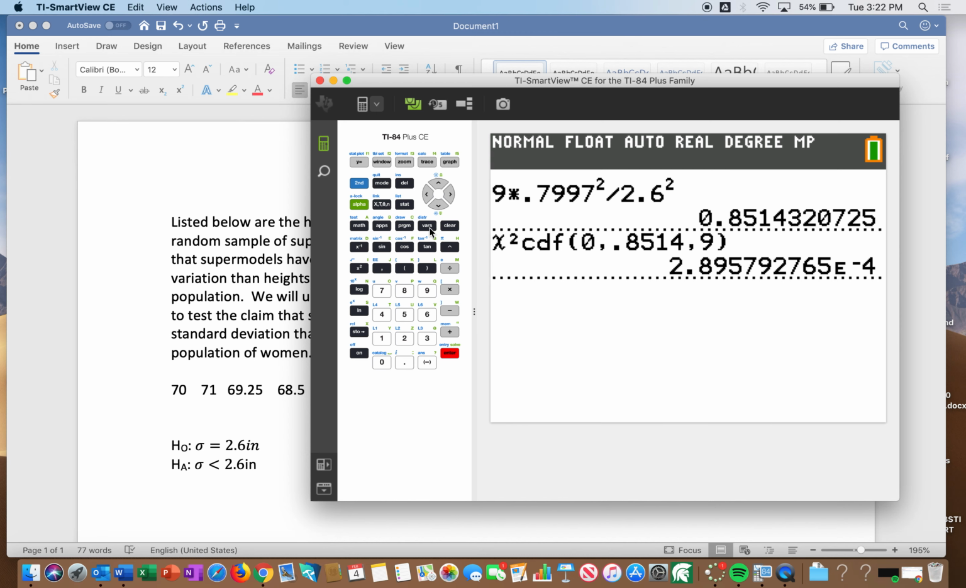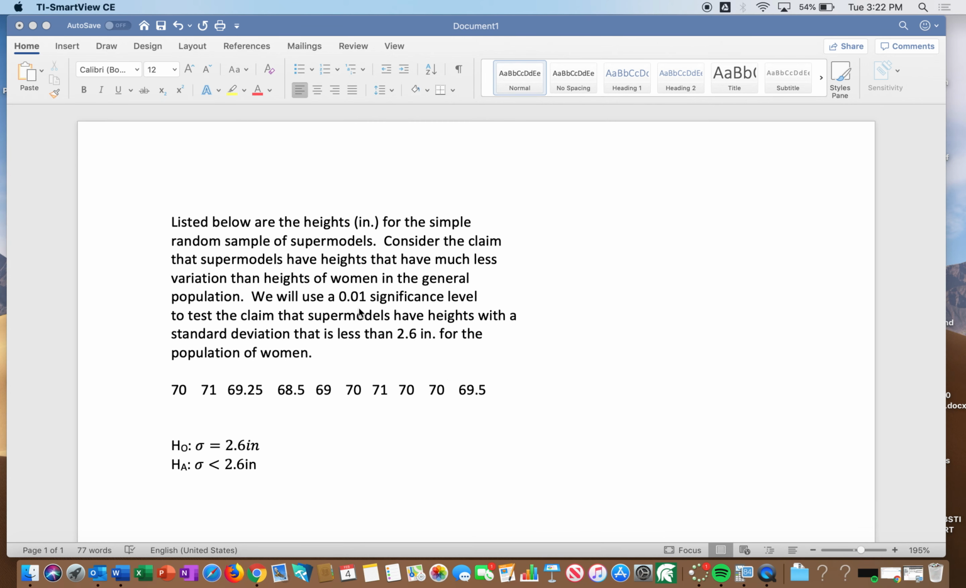That's your p-value. Because it is so low, and our significance level on this problem was 0.01, my p is much less than that. You would reject the null, and you would say there's sufficient evidence to support the claim the supermodels have heights with a standard deviation less than 2.6 inches, which is less than the general population of women. Their heights differ much less. All right, so really all there is to it.